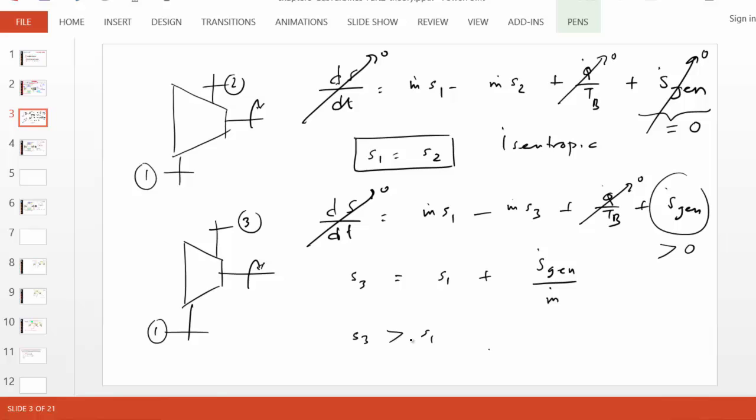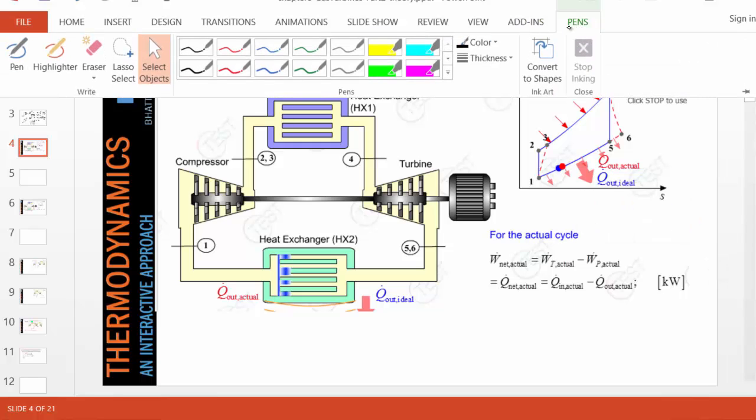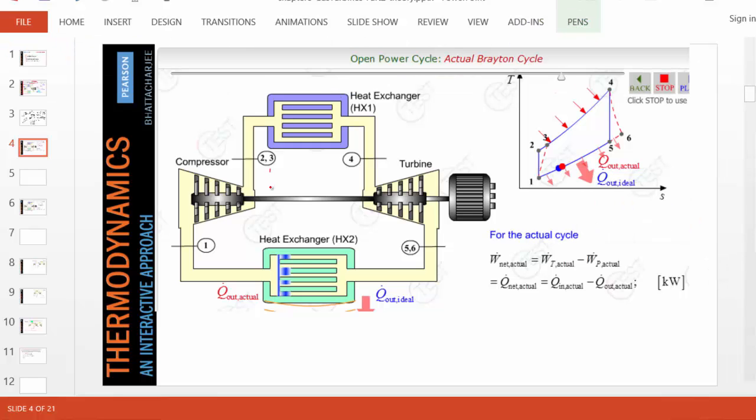With this in mind, we can do the same thing for turbine. So the modified cycle will look something like this. 1, again, notice that we are putting 2 different exit states after the compressor. 2 is the ideal one and 3 is the actual one. Instead of drawing 2 different compressors, this is a shorter way. Similarly, for the turbine, notice that there are 2 different exit states.